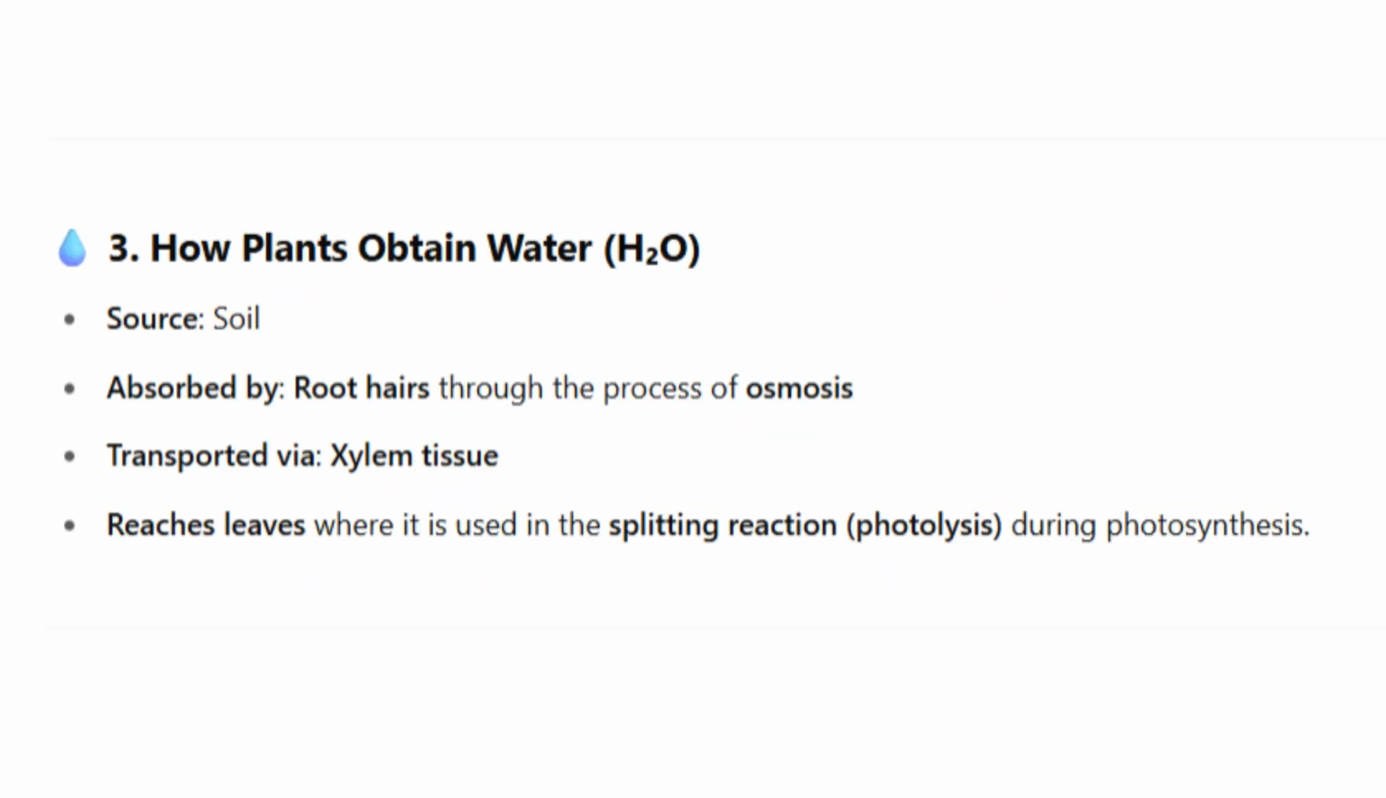3. How plants obtain water, H2O. Source: soil. Absorbed by root hairs through the process of osmosis. Transported via xylem tissue. Reaches leaves where it is used in the splitting reaction, photolysis, during photosynthesis.